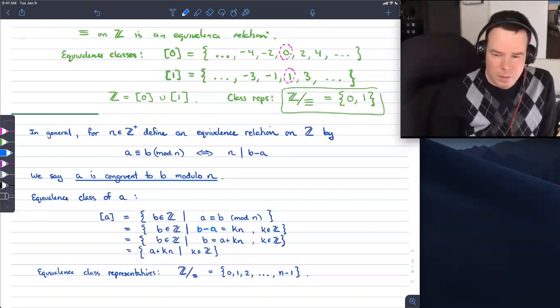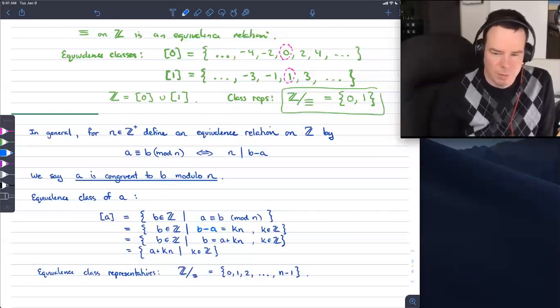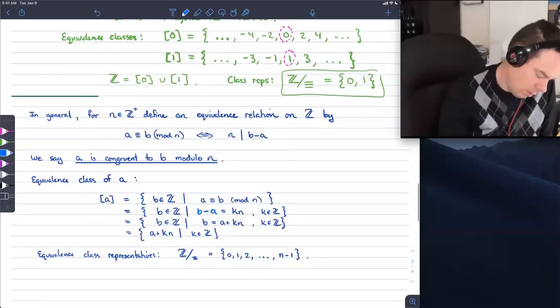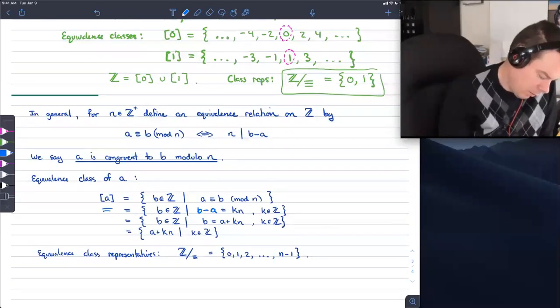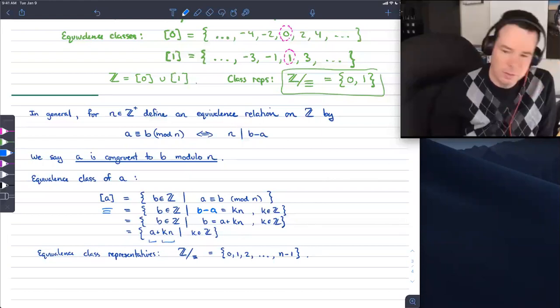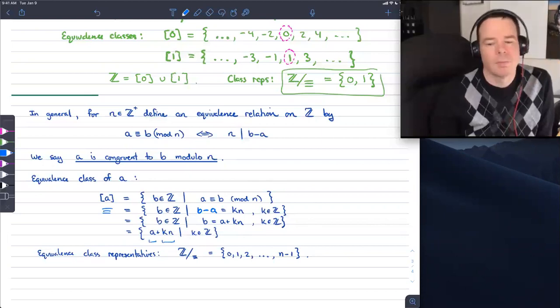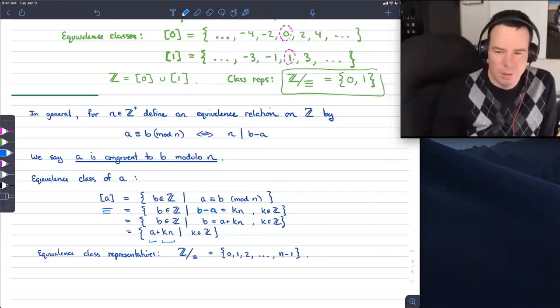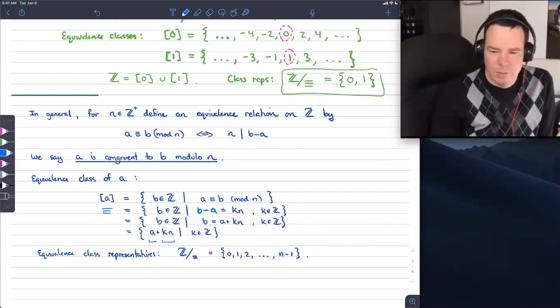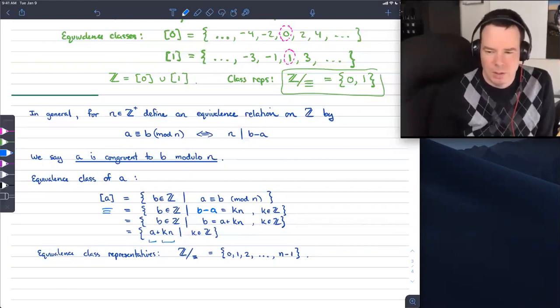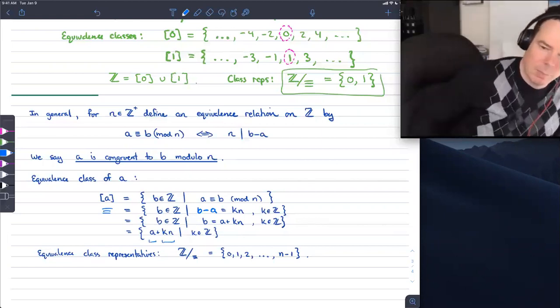And we can write this as, if we carry on through, what does b look like? Well, b minus a is a multiple of n, or in other words, b is a plus a multiple of n. So the nice thing I can do is say the equivalence class of a is really just everything that looks like a plus some multiple of n. And that's my equivalence class, a plus any multiple of n. And so our equivalence class representatives in this case, the natural ones to take, would be all the remainders you can get for division by n: 0, 1, 2, all the way up to n minus 1. And so those are our class representatives.